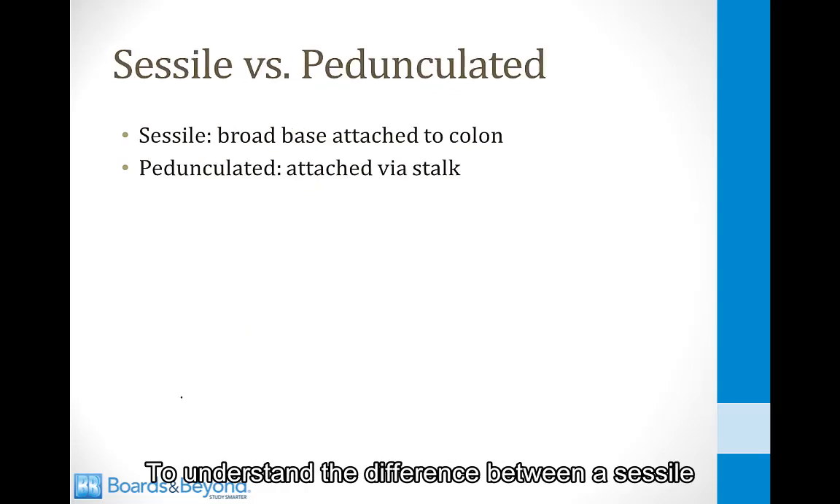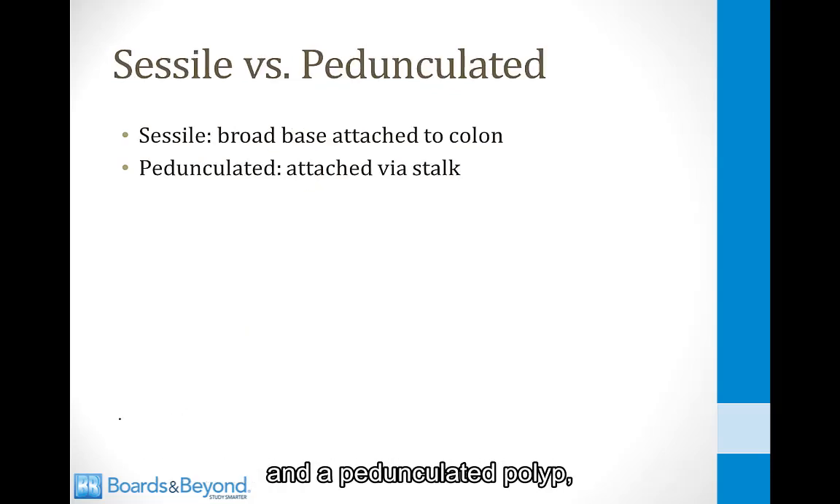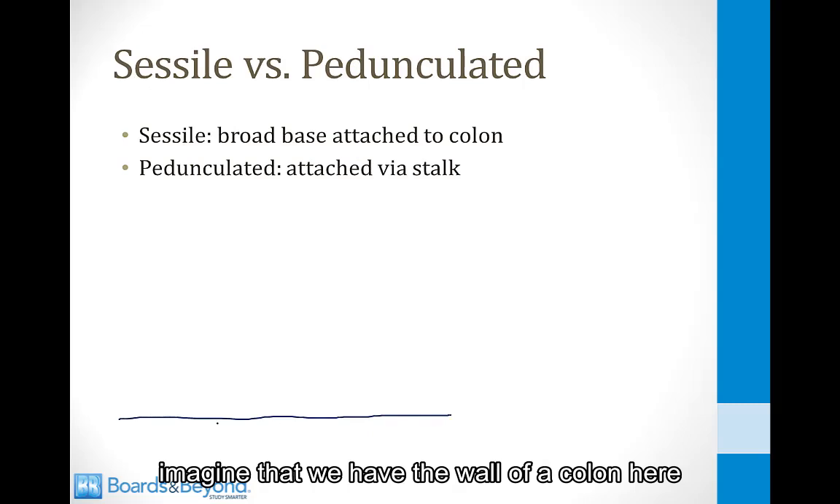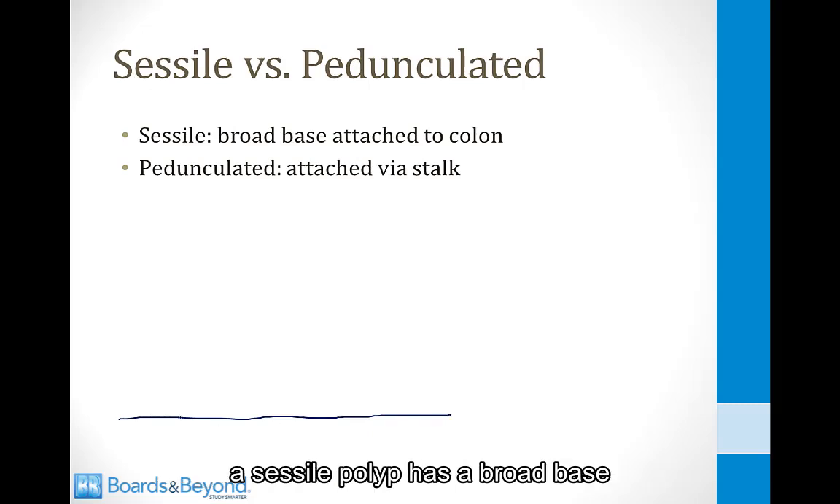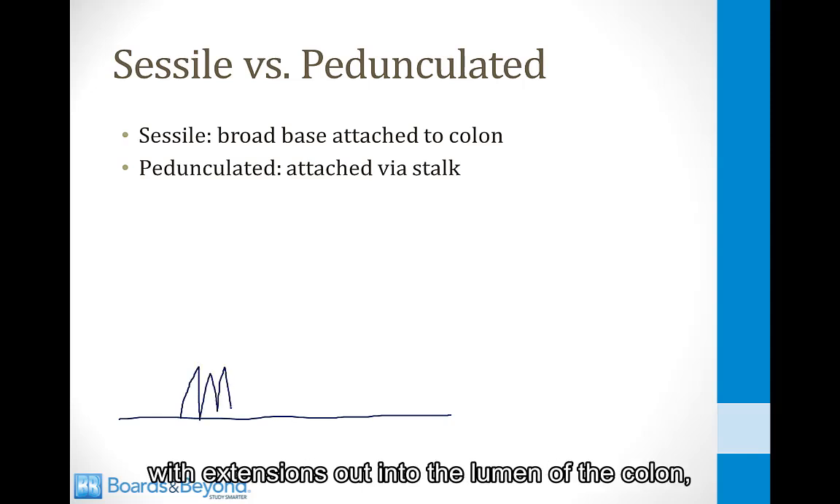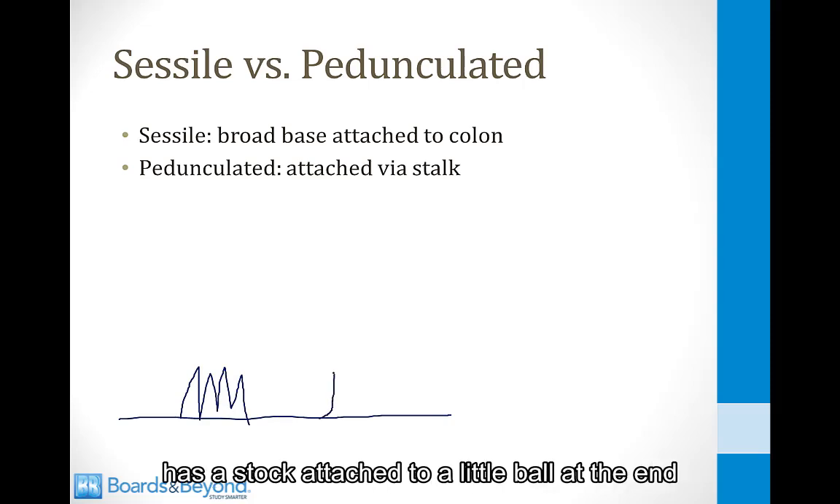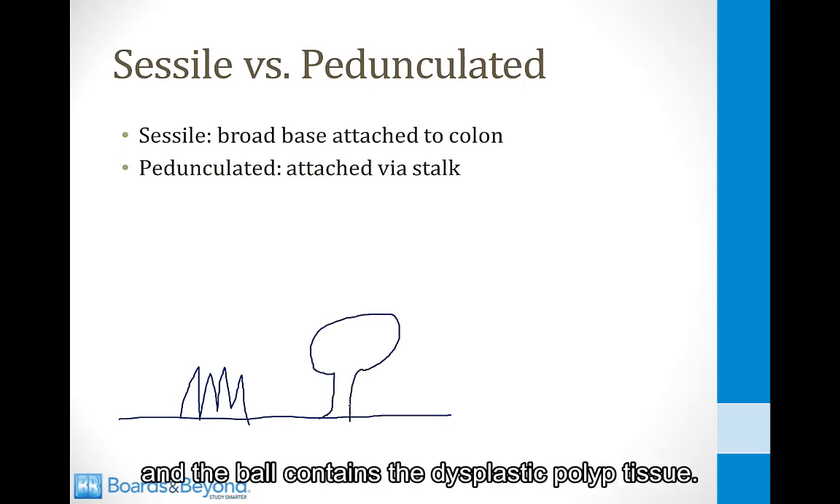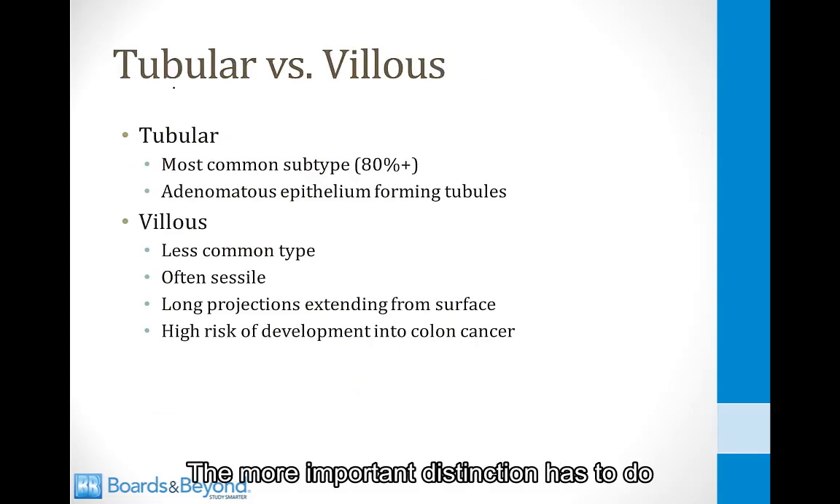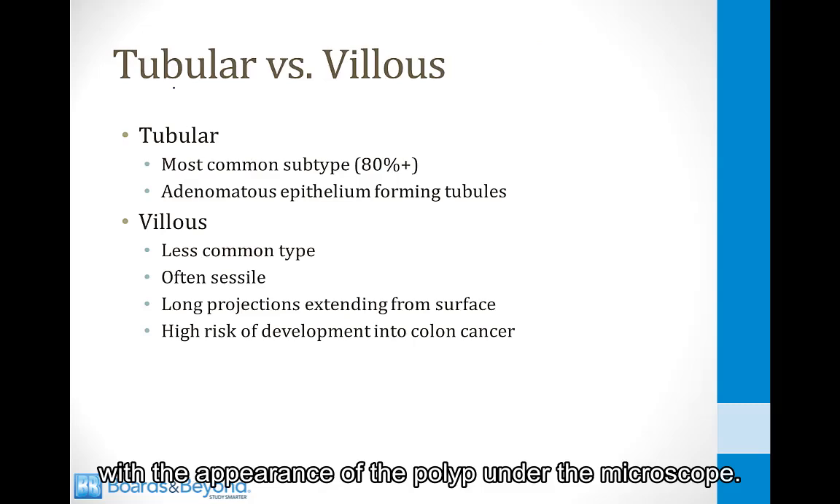To understand the difference between a sessile and a pedunculated polyp, imagine that we have the wall of the colon here. A sessile polyp has a broad base with extensions out into the lumen of the colon. A pedunculated polyp, on the other hand, has a stalk attached to a little ball at the end, and the ball contains the dysplastic polyp tissue. The more important distinction has to do with the appearance of the polyp under the microscope.